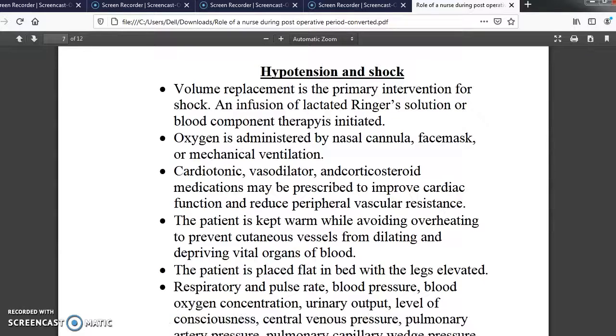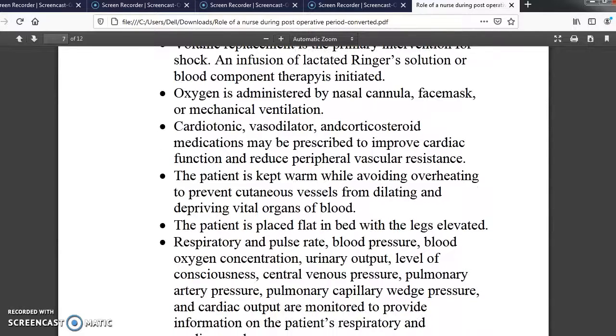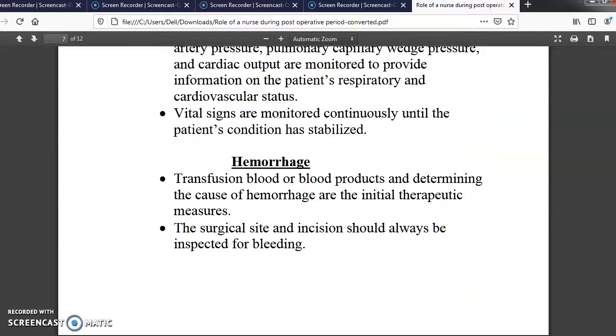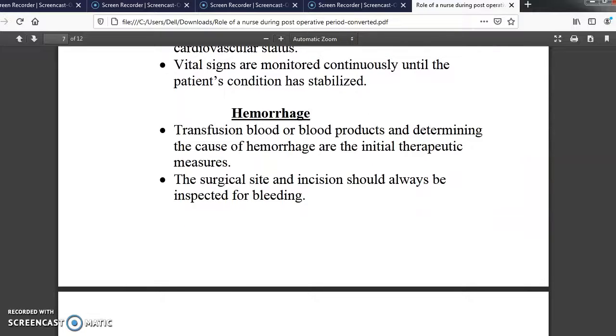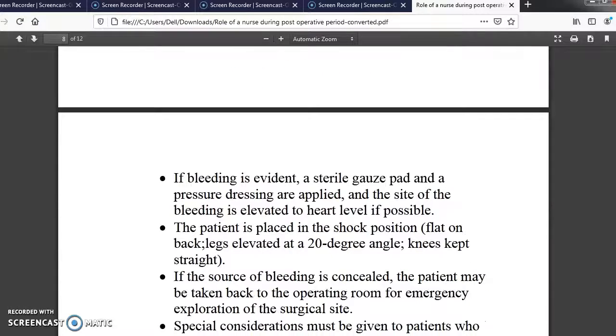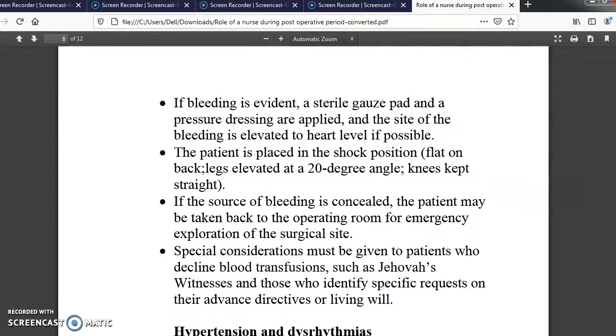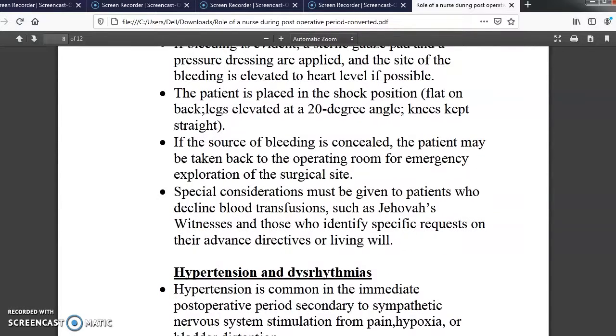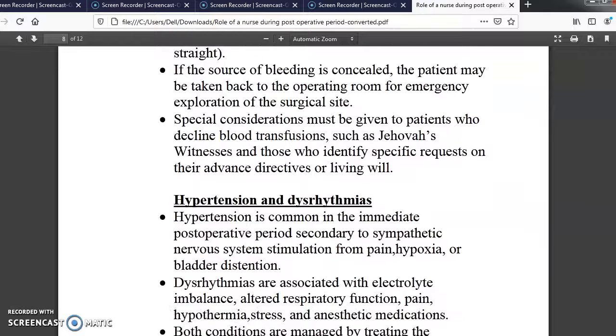Corrective measures for preventing hypotension and shock. To prevent hemorrhage. To correct hypertension and dysrhythmias.